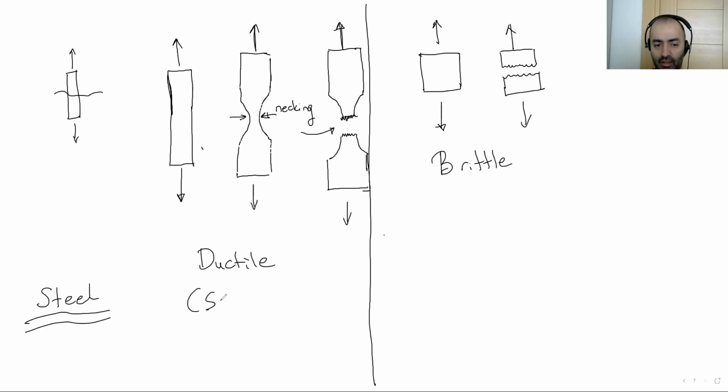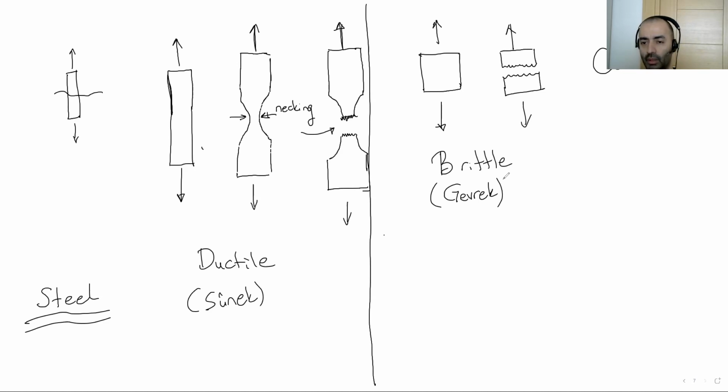In Turkish, this is sünek. This is gevrek. So an example for this, the most common one again, concrete. Okay, this is the concrete.